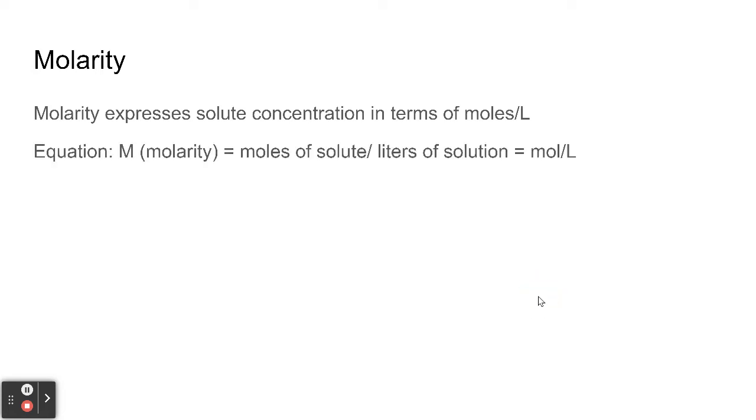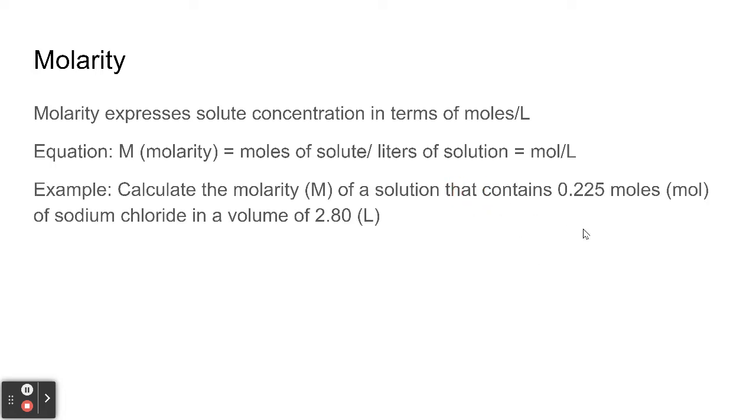Our equation for this is capital M, and capital M represents molarity. Remember, that is a capital M. So our molarity equals our moles of our solute divided by the liters of our total solution. Moles of solute divided by liters of the solution, of the total solution. So it's moles per liter for molarity.